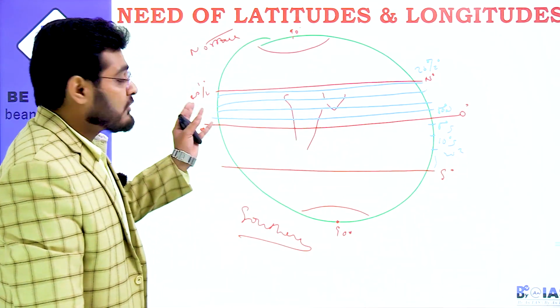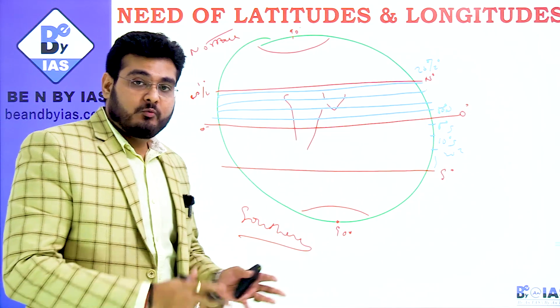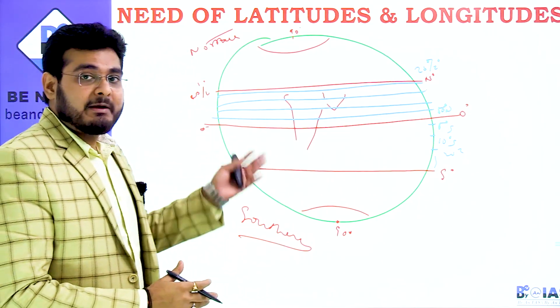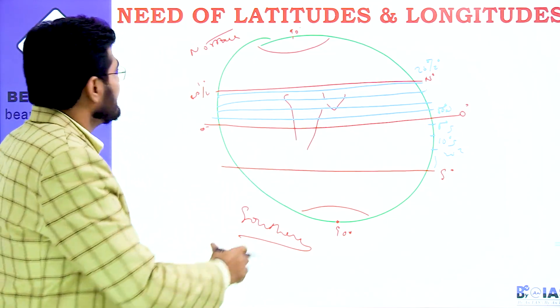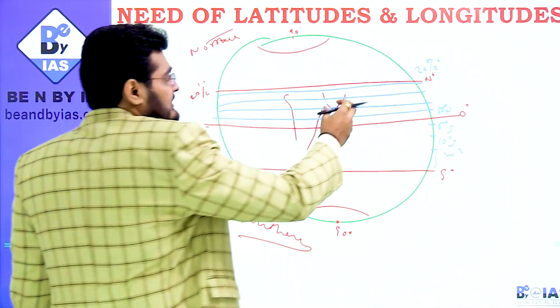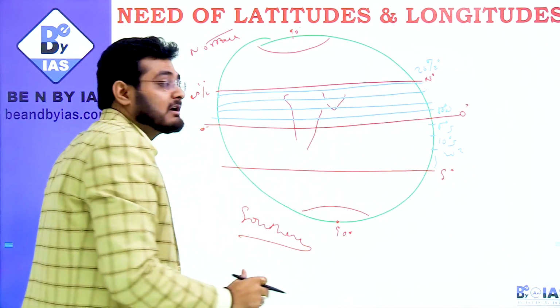Now, why is it only Tropic of Cancer and Capricorn? We know that has an impact on the sunlight falling on it and the tilt of the axis. I'll explain all these things. So I hope that you have got all the important aspects of what the latitudes are.